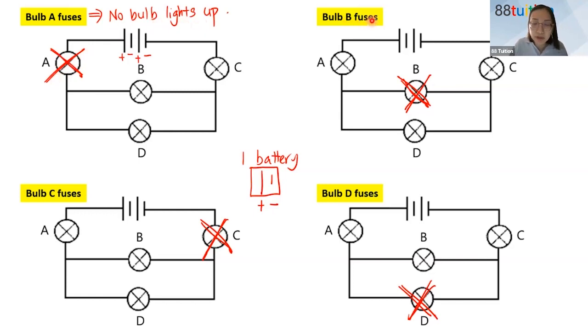Let's take a look at bulb B. What happens if bulb B fuses? Can you analyze this and tell me which bulb lights up? Everybody type into the chat. If bulb B fuses, which bulbs will light up? Type into the chat. If bulb B fuses, which bulb will light up?